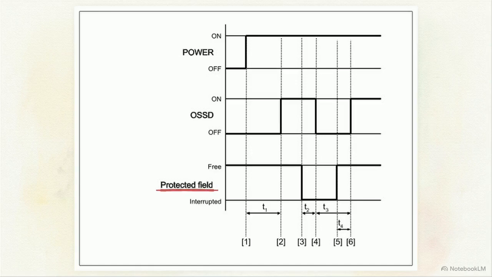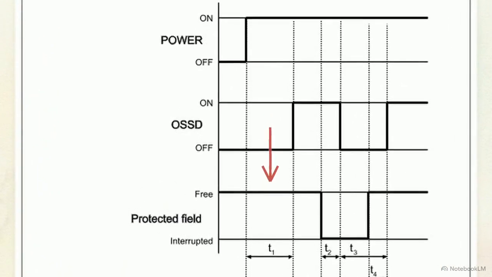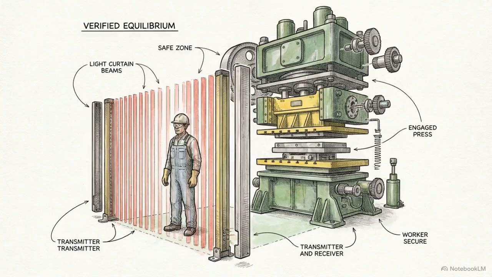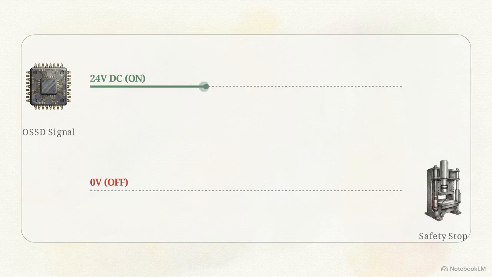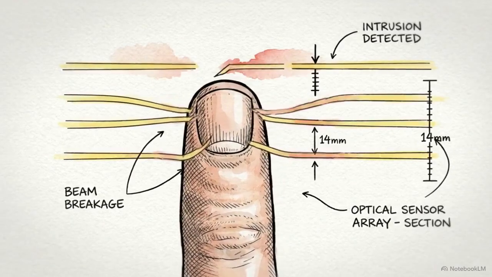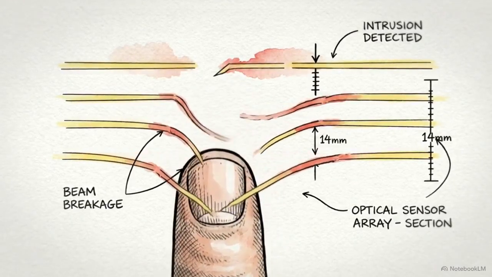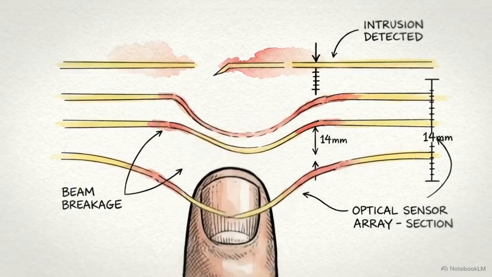As long as the protected field is free, power and the OSSD signals stay on. Notice segment T1. A successful fault check must complete during this window before the OSSD switches on. This verified equilibrium is the prerequisite for operation. The safety loop depends on a digital signal that is designed to drop the moment a single condition is no longer met.